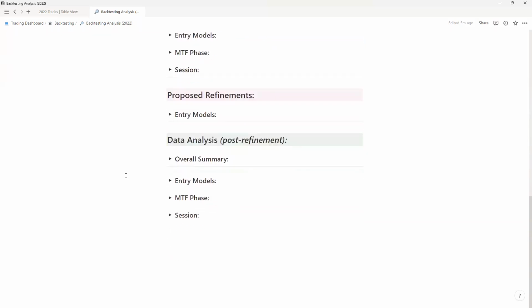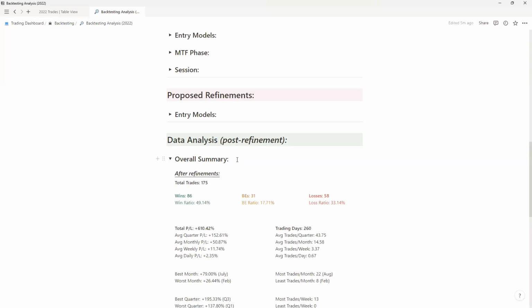But let's just jump over now to data analysis post-refinement. This is where you're really able to see the impact of those proposed refinements that you've made on your trading plan, and see if they were for the better or for the worse. Obviously, we're hoping they were for the better, otherwise you wouldn't really have been looking to make them. But I thought I would just give you a quick summary of the difference between our post-refinement data and our pre-refinement data.